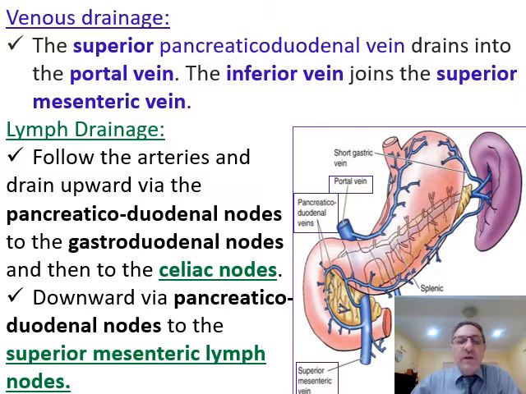Venous drainage, I'm not going to spend too much time on all this. Venous drainage goes, as the end, to the portal vein, and the inferior vein joins the superior mesenteric vein. Lymph drainage goes to the lymph nodes on both sides of the celiac trunk and superior mesenteric arteries, receiving lymph from the duodenum.